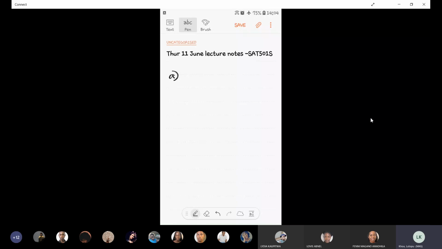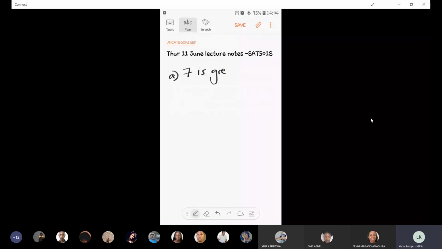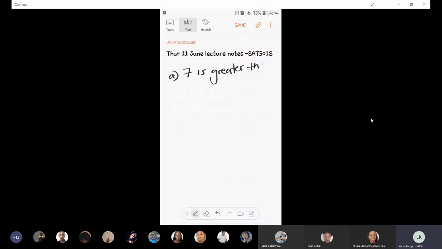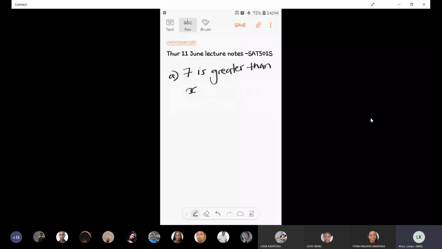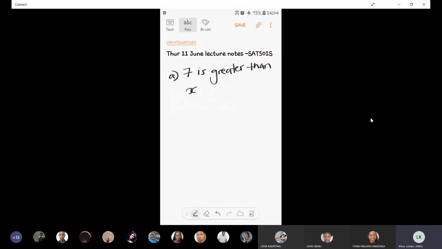Now, the first one is if I say 7 is greater than x. Okay, now we want to translate this using mathematical signs and symbols, that 7 is greater than x. This one is very simple to do. We just say 7 > x. So your inequality should always face in the direction of the bigger number. So that's what 7 is greater than x looks like.